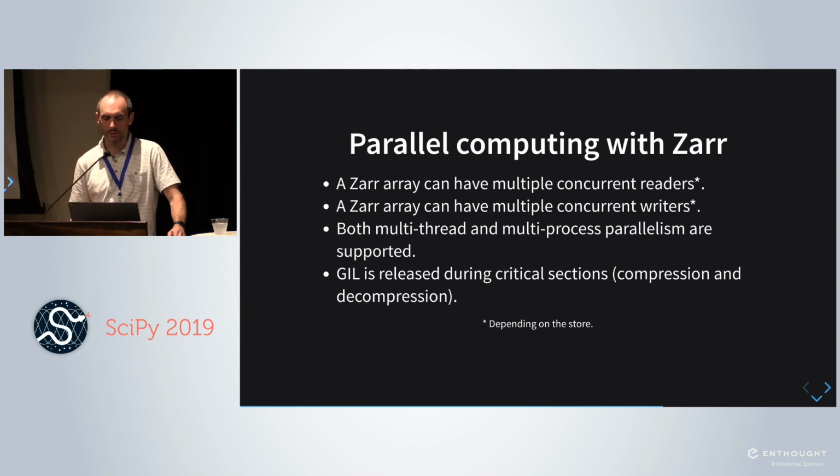And you can do multi-threaded parallelism, or you can do multi-process parallelism. And we release the GIL during the critical sections, which are usually compression and decompression. So even if you're using multi-thread parallelism, you usually get good parallelism. I've added this little asterisk in here because this does depend on which store you're using. Not all stores will support this type of parallelism. For example, you can't do parallel writes into a zip file, but you can do parallel writes into a directory store, and you can do parallel writes into object storage.